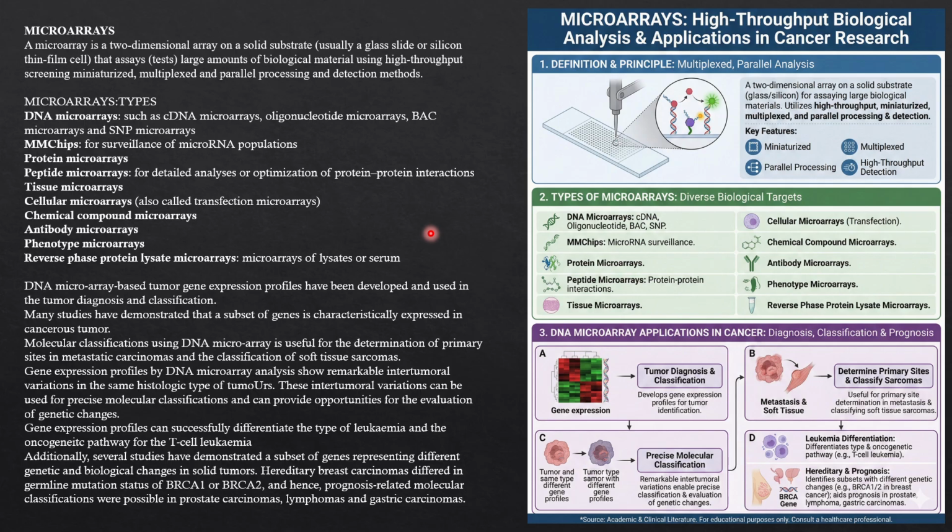Then come the microarray tests, which are a two-dimensional array on a solid substrate, usually a glass slide or silicon thin film cell, that assesses the tests. Large amounts of biological materials are screened using this high throughput, miniaturized, multiplexed and parallel processing, and it uses these detection methods. There are different types of microarrays like the DNA microarrays such as cDNA microarrays, oligonucleotide microarrays, BAC microarrays and SNP microarrays.